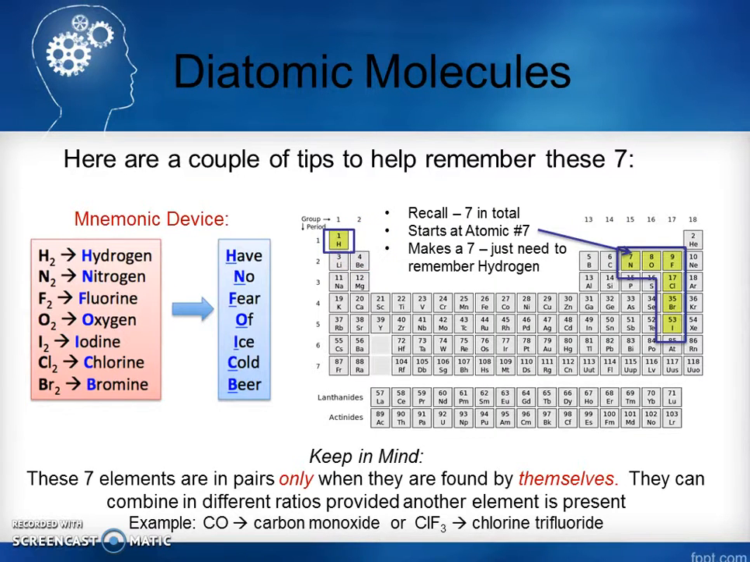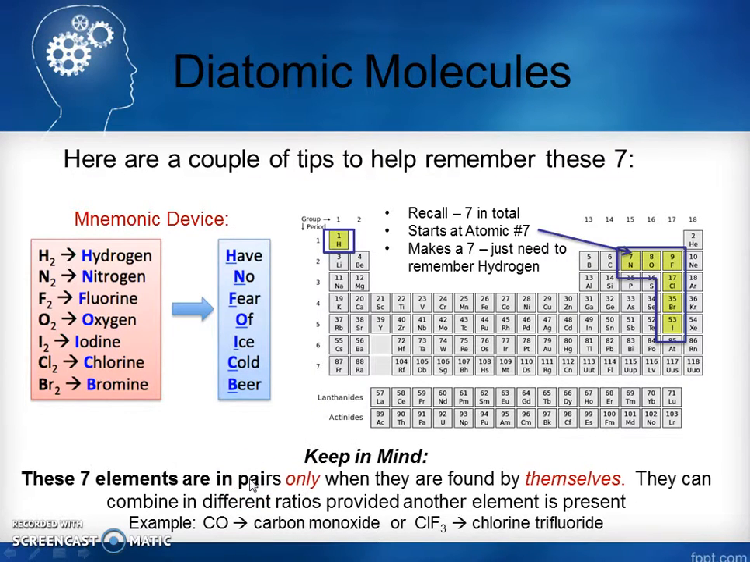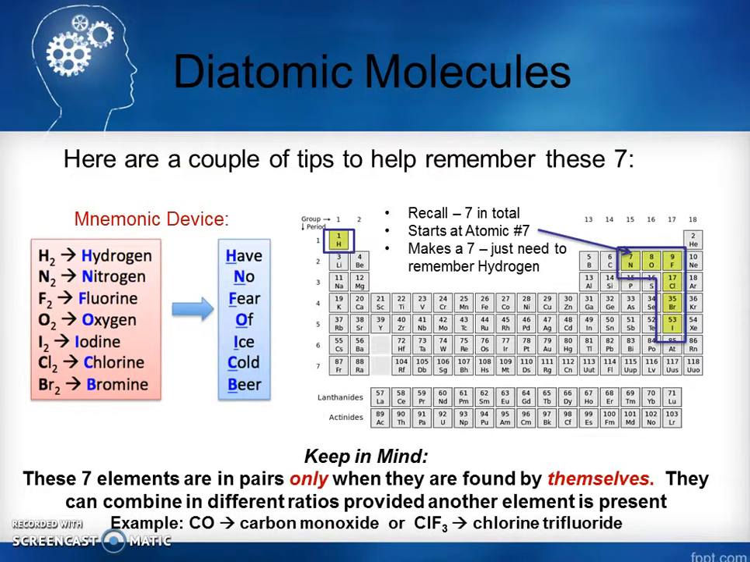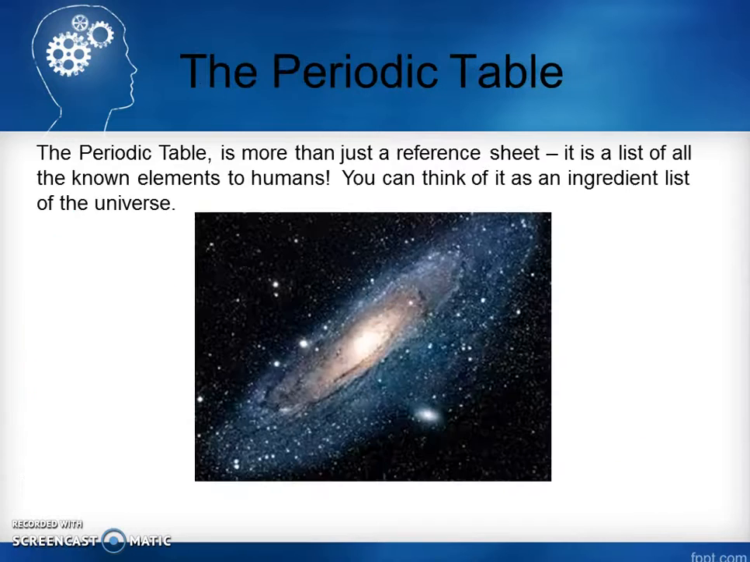Now, one thing to keep in mind, these elements are in pairs only when they are found by themselves. So they can combine in different ratios provided another element is present. So for example, we got carbon monoxide here. See that? Only 1 oxygen. Or chlorine trifluoride. Look at that. 3 fluorines and only 1 chlorine. Right? So it's only when they're found by themselves.